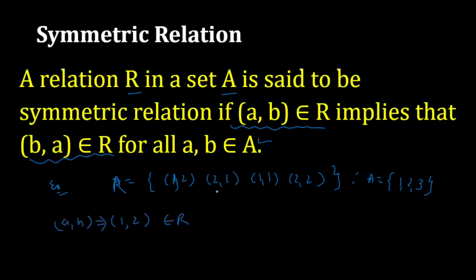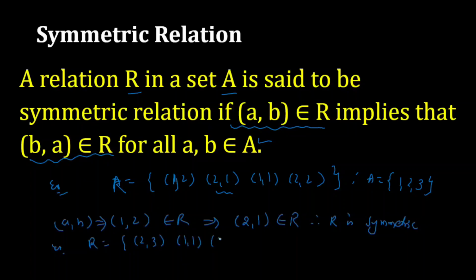You check (1, 2). Here we have (2, 1). So this implies (2, 1) also belongs to R. Therefore R is symmetric. So when is it not symmetric? Let us take another example. If I take (2, 3), (1, 1), (2, 2), here you can see (2, 3) belongs to R, but (3, 2) does not belong to R.